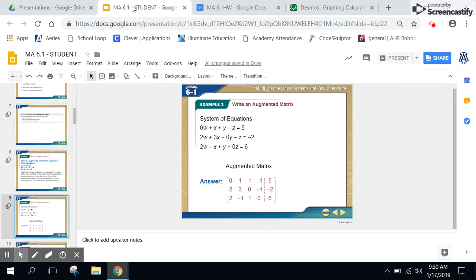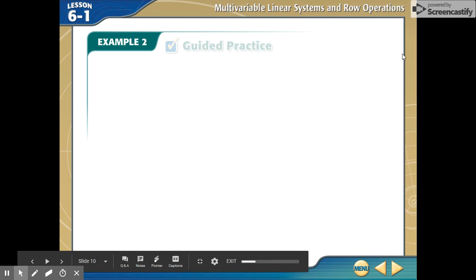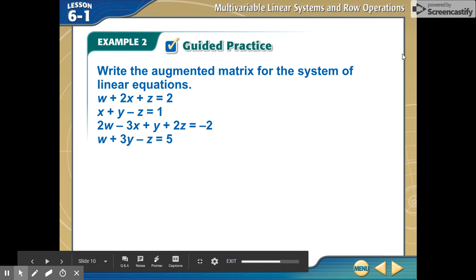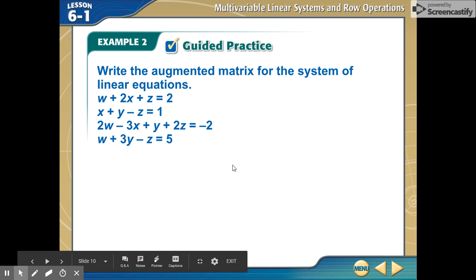And then for the next part, what we're going to look at is some guided practice. For the guided practice, you need to write the augmented matrix for this system. So go ahead and pause the video at this point, and then on your handout, the same way that we just talked about, take these expressions and write your augmented matrix. All right, go ahead and pause now.